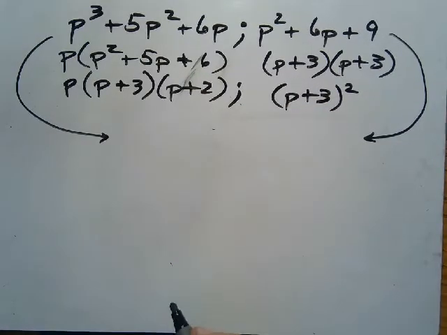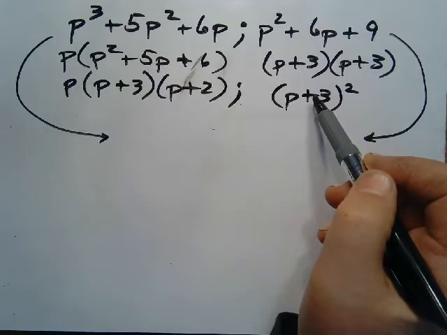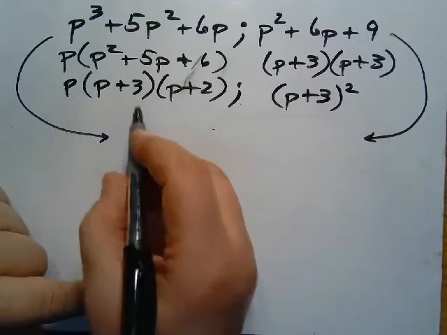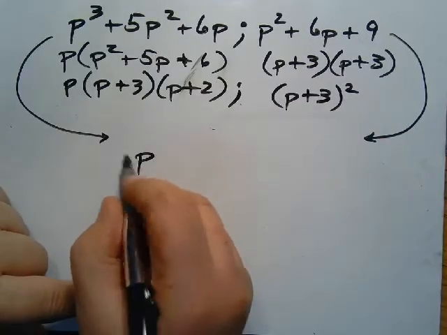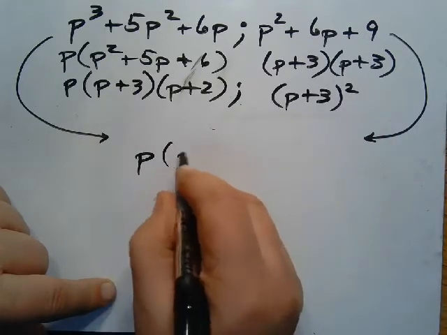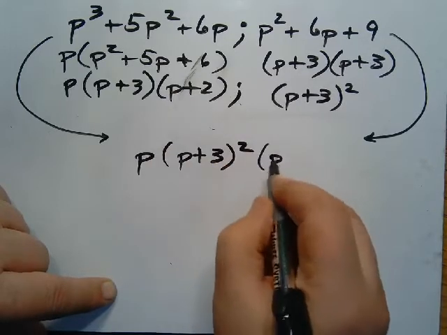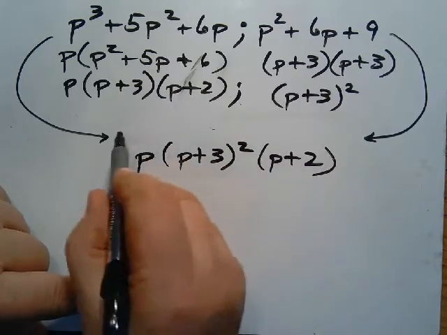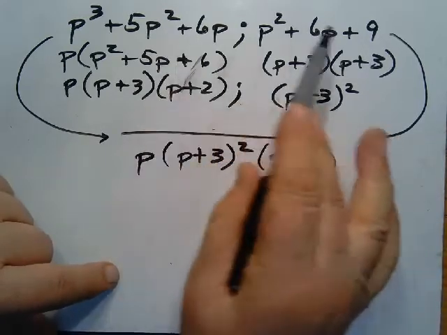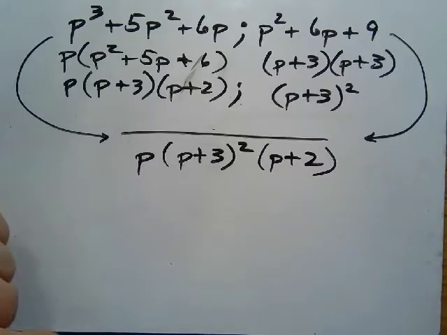Now, I want to take the highest degree of every factor here, but take it only once. So I've got a factor of p. I've got p plus 3 here and here, but the highest degree would be p plus 3 squared, and then p plus 2. So this is our common denominator. If we had to get a common denominator to add these two together, this would be it. Okay?